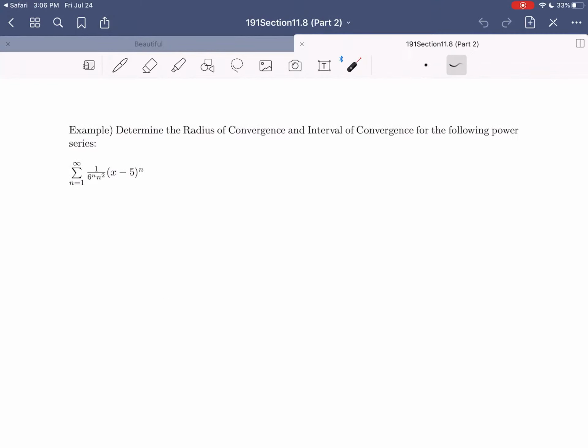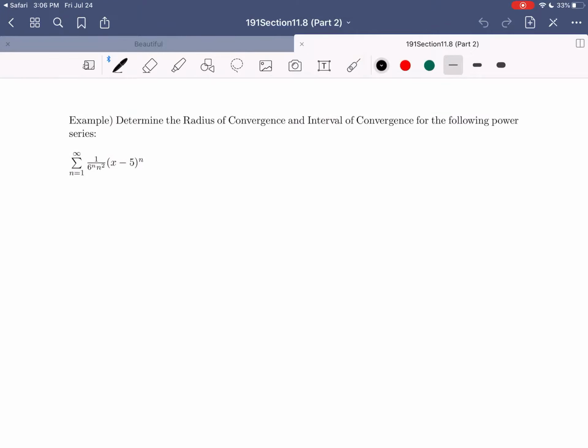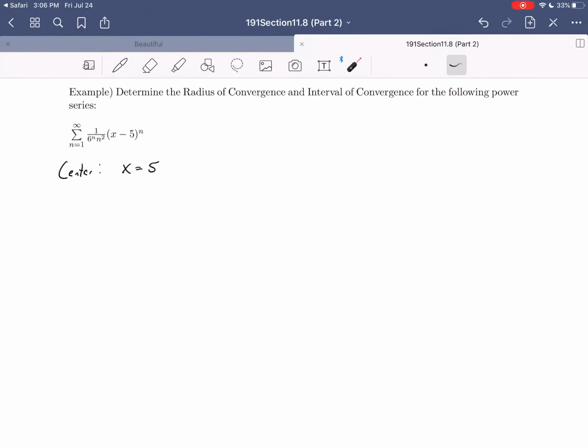For our first one, we are going to determine the radius of convergence and the interval of convergence for this power series. So we have the power series n equals 1 to infinity, 1 over 6 to the n squared times (x minus 5) to the n. The first thing we'd like to always do is identify the center. The center here, of course, is at x equals 5. So we know that the interval of convergence is either just going to be x equals 5, everything, or some interval centered at x equals 5. So let's figure out which one it is.